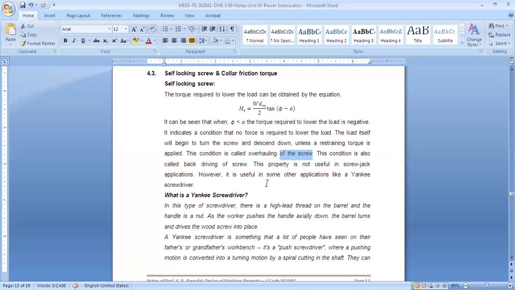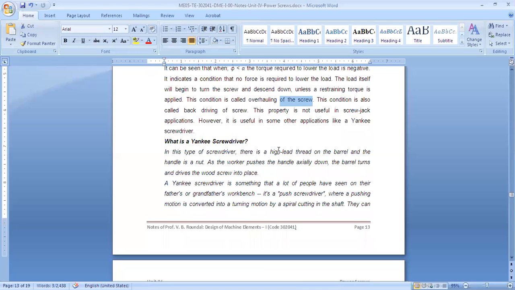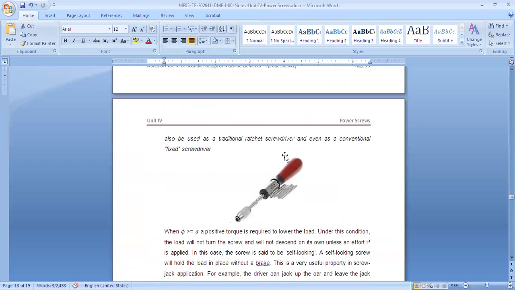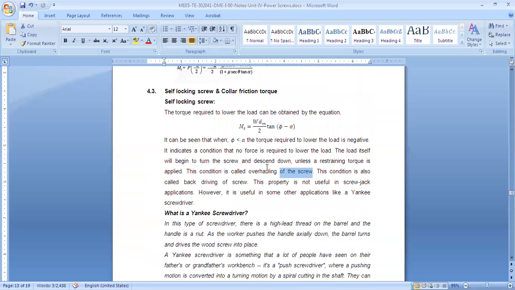Sometimes it is useful. If you see a Yankee screwdriver, you must have seen it. If the worker pushes it, the head will keep rotating. Basically it looks something like this. If you push it from behind, the front side will rotate and you can apply the torque. So if you push it, you are putting in the torque, and then to lower it, you will not require any torque. It will rotate by itself, right? This concept is called overhauling of the screw.